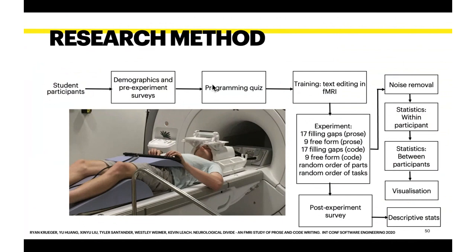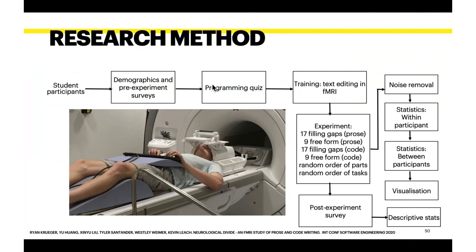So the measurements have been performed. fMRI data is known to be noisy. It has been cleaned. Statistical analysis has been performed both within the participant and between participants, because of course we want to know not only whether the individual person behaves differently when it comes to prose as opposed to when it comes to code, but also whether we can conclude something generic for the population in general, and the results have been visualized. At the same time, they have also conducted a post-experiment survey to understand how developers experienced the entire setup.